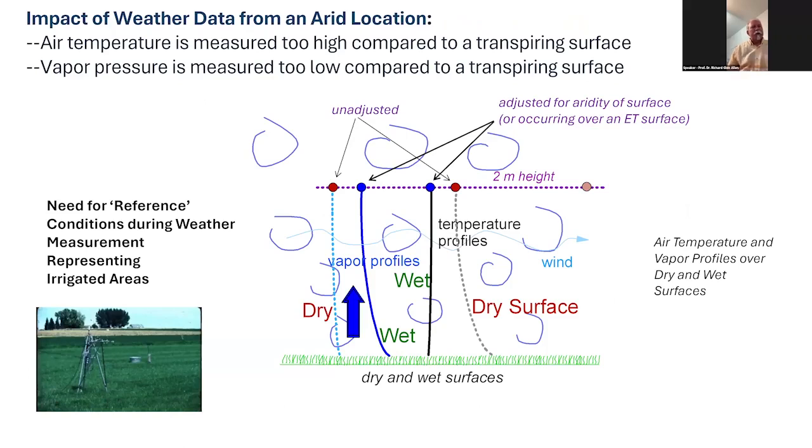This is just a quick little slide showing what we're talking about. This is showing temperature on the right and vapor on the left profiles over both a dry surface and wet surface. And over a dry surface, our surface temperature might be 10, 15, even 20 degrees warmer than it would be over a transpiring surface. And then as that profile goes up from the surface to a 2-meter height, we still have a substantial difference in measured temperature over a dry surface as compared to a wet.